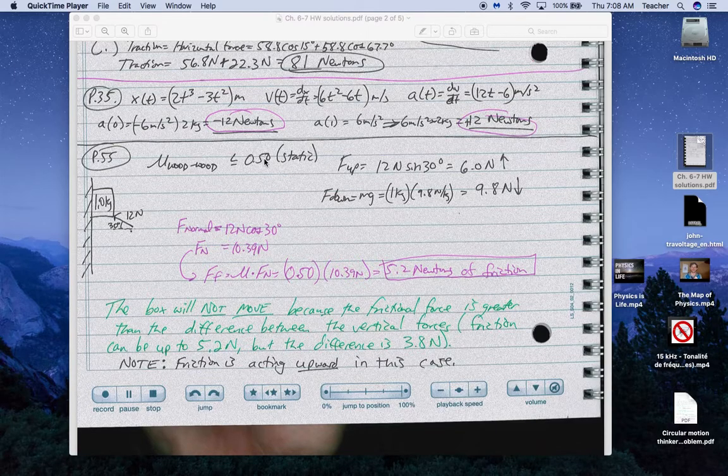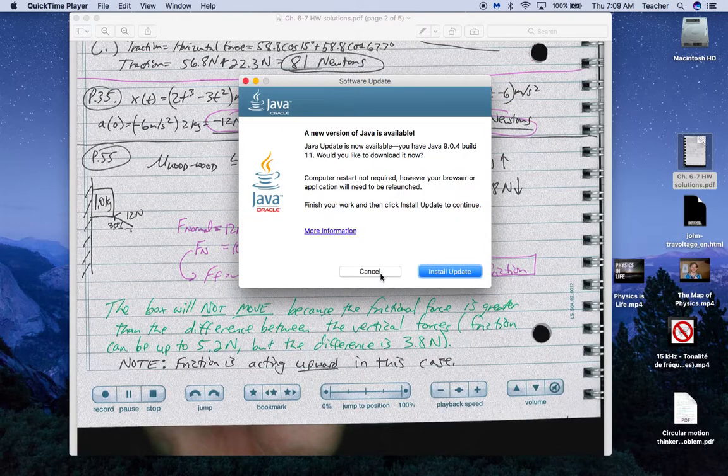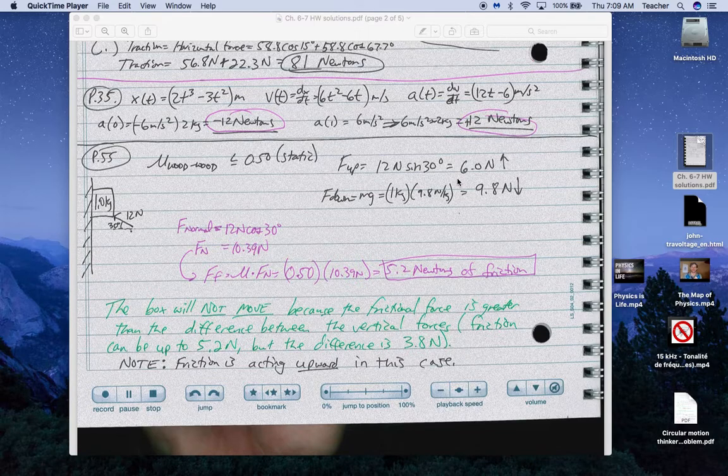The frictional force could be up to half of that based on that coefficient. So up to 5.2 newtons of friction. That's the maximum you could have for static friction. So the box isn't going to move because the difference of these two forces is less than 5.2 newtons. So in this case, with the gravity acting and how the person is pushing, we need an extra force up. So that means that friction is acting upward. So I could even push a little bit harder upward and the box would still not move. So I think I give a pretty good explanation down here.